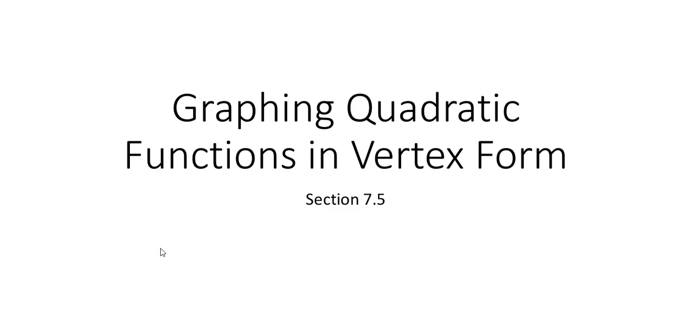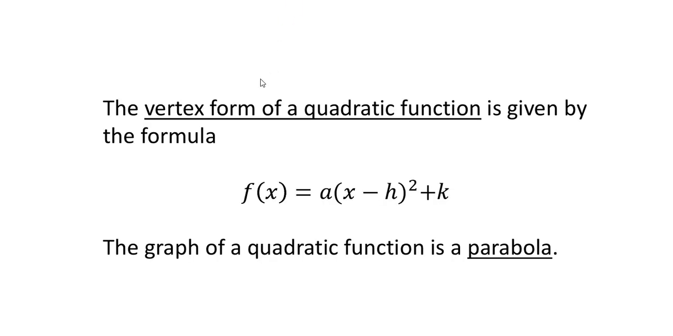In this video, we're going to take a look at section 7.5, which is on graphing quadratic functions in vertex form. The vertex form of a quadratic function is given by the formula f of x equals a times (x minus h) squared plus k. The graph of a quadratic function is a parabola.